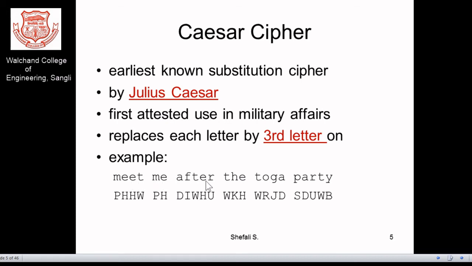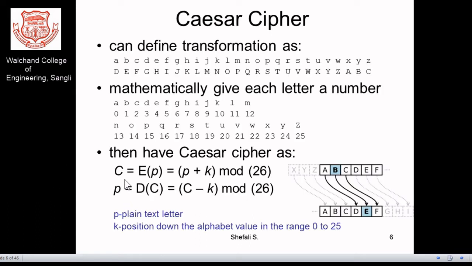This is the classical example again. Most of the situations in the particular book are taken from World War II cases. So: meet after the Toga party. MEET is converted as follows. How is it converted? This is the equational background: plaintext plus key. What is the key? Here the shift of three letters is considered as the key. So A is converted to D, B is converted to E.